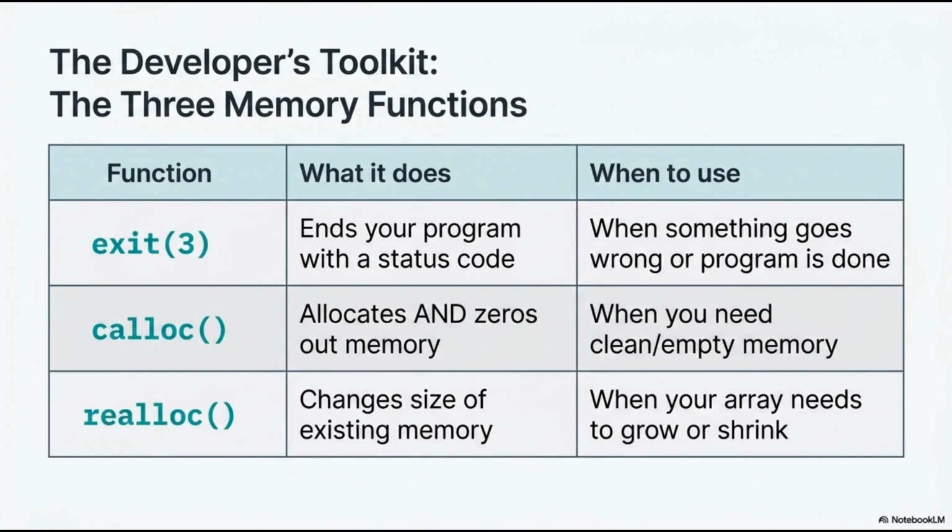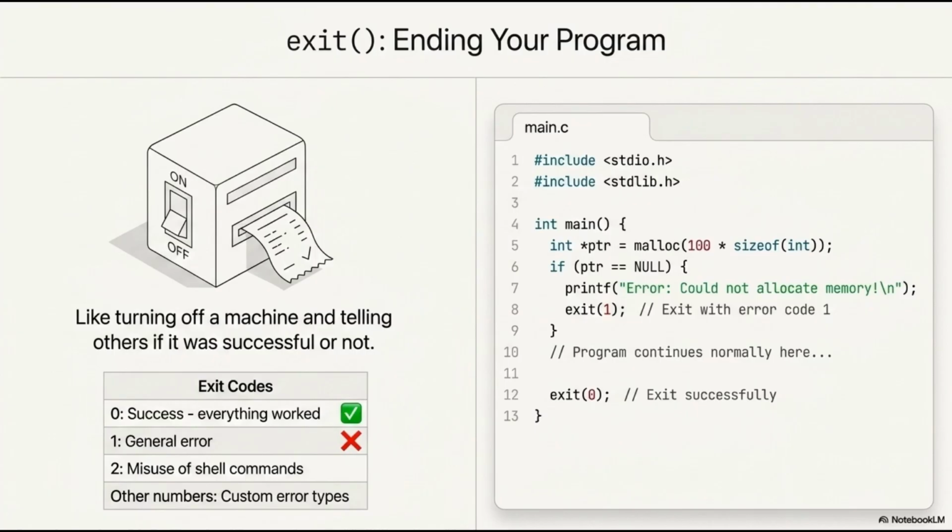Let's start with exit. Think of this as your machine's master kill switch. When you flip it, the program stops immediately, no questions asked. But flipping the switch isn't just about stopping. It's actually about communicating exactly how it stopped. For instance, exit of 0 tells the operating system, hey, success, everything worked perfectly. But if memory allocation fails, say your pointer comes back as null, you'd use exit of 1. That signals a general error. It is a really crucial habit to let your system know whether things went right or wrong.